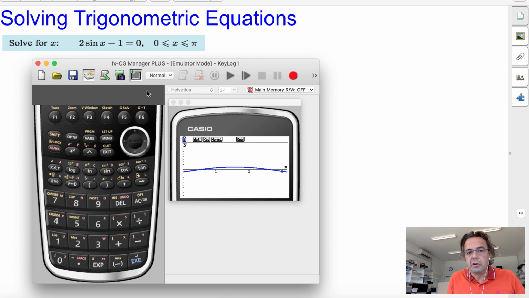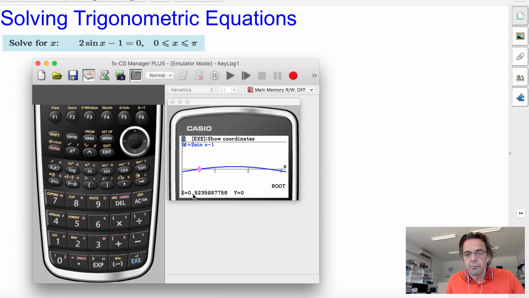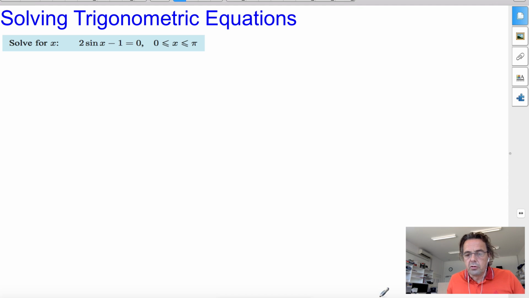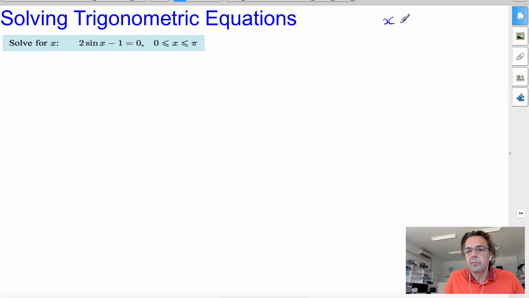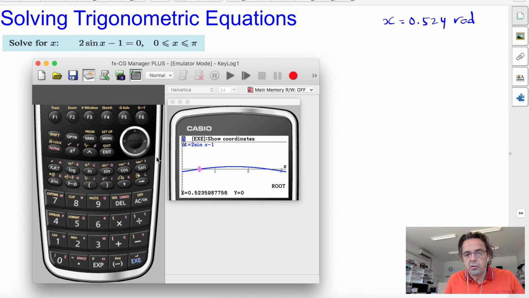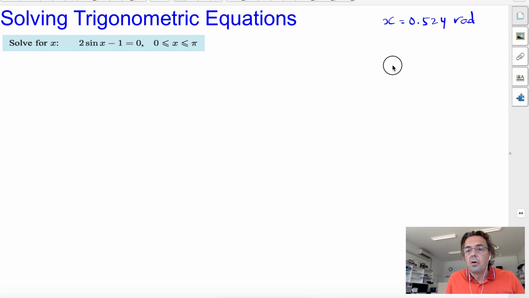Where is this function 0? Well, you do g-solve and you find the roots. There it is. So one of the solutions, let's have a good look, is 0.524 radians. And the other solution, use the arrow key, is 2.6179, so in 3 significant figures, 2.62 radians.